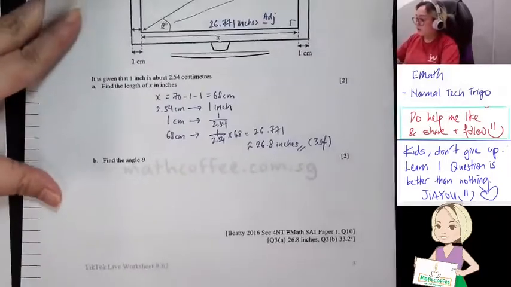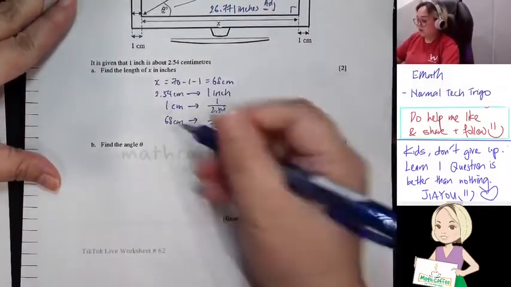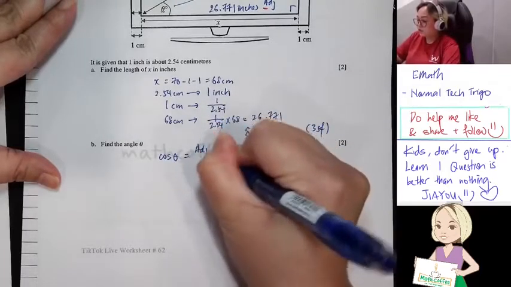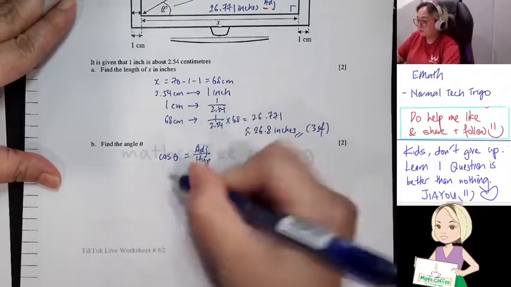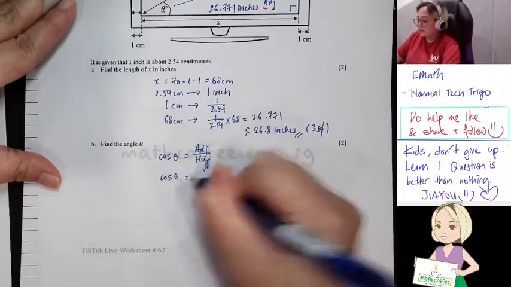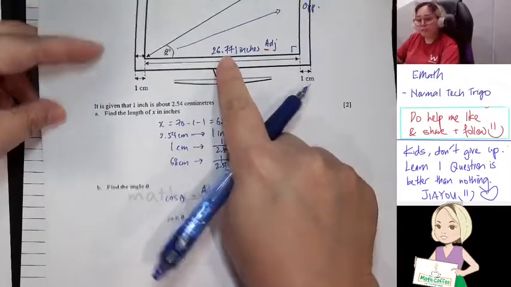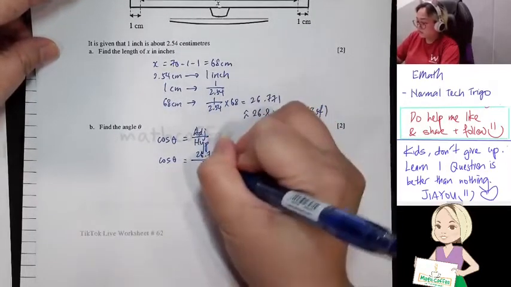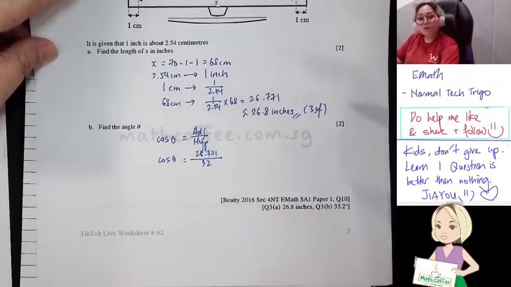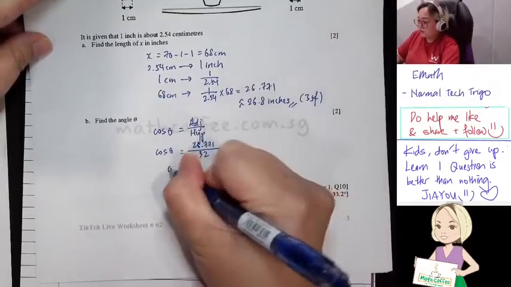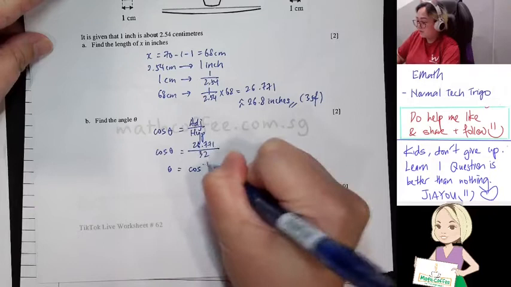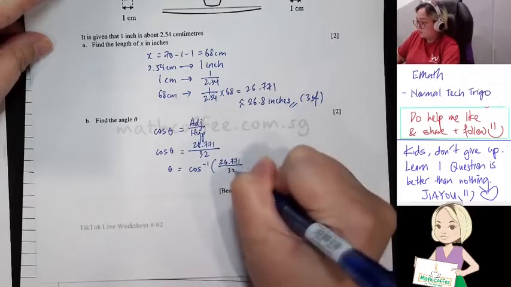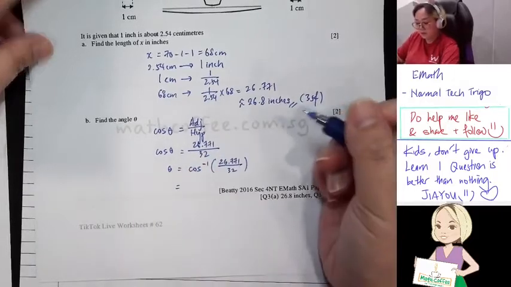So we will form the equation using CAH. Cosine theta is equal to adjacent over hypotenuse. So cosine theta is equal to 26.771 over 32. To find the angle, theta is equal to cosine inverse of 26.771 over 32. Then of course we press the calculator.